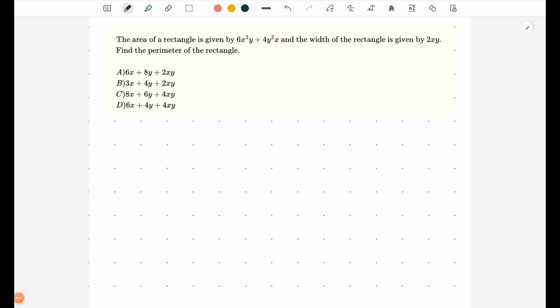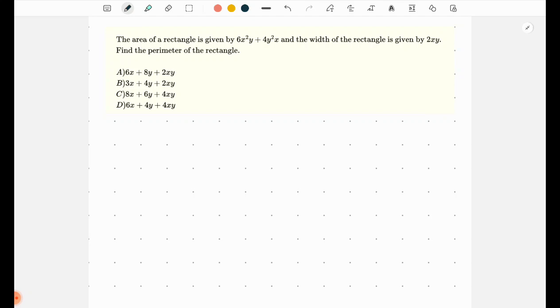Hello, let's look at this question. The area of a rectangle is given by 6x²y + 4y²x, and the width of the rectangle is given by 2xy. Find the perimeter of the rectangle.